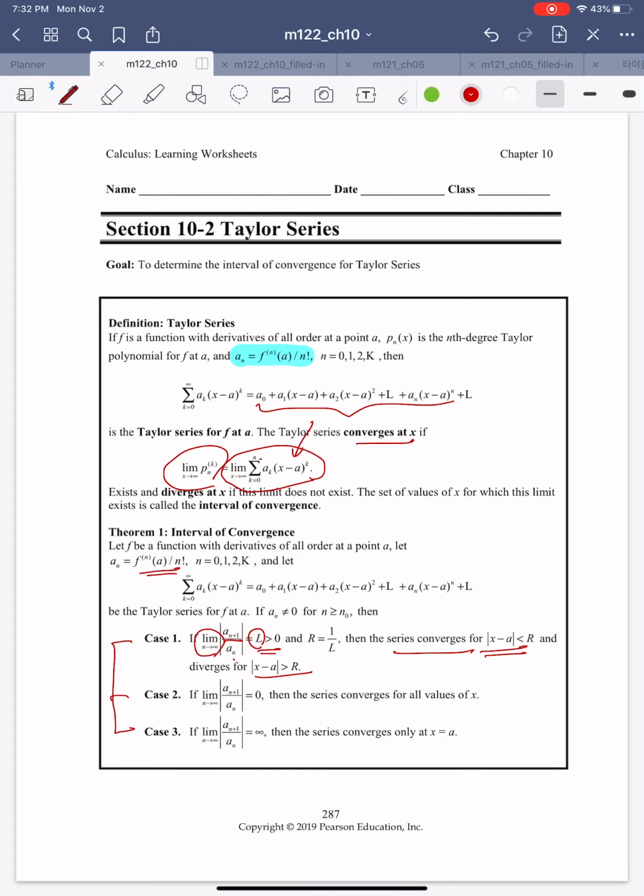If the ratio test gives you a limit equal to 0, then the series converges for all x values, so for all real numbers. Now, if the limit does not exist, in other words it goes to infinity, then the series converges only at the one value, which is x equal to a. These cases might look familiar from when you did the ratio test, so we'll use the same one.